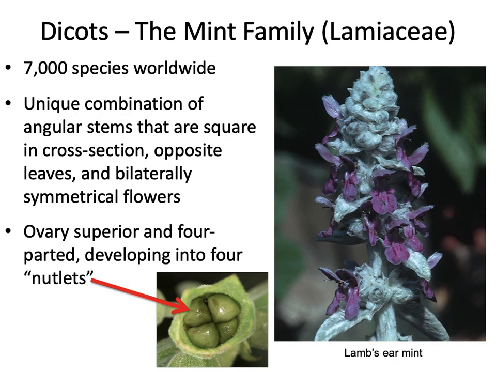Next up is the mint family, which is the Lamiaceae. There's about 7,000 species worldwide, and they have a unique combination of both angular stems that are square in cross-section, opposite leaves, and bilaterally symmetrical flowers. Ovaries that are superior tend to be in the mint family, and that ovary is often four-parted, developing into a structure botanists refer to as four nutlets.